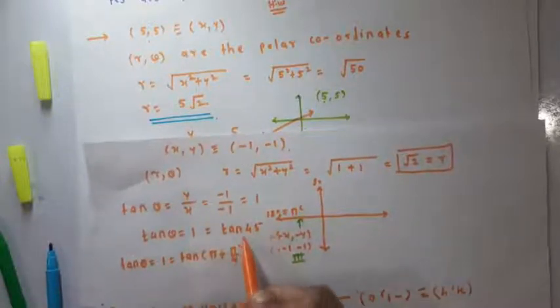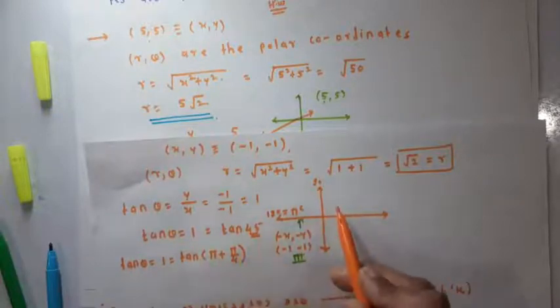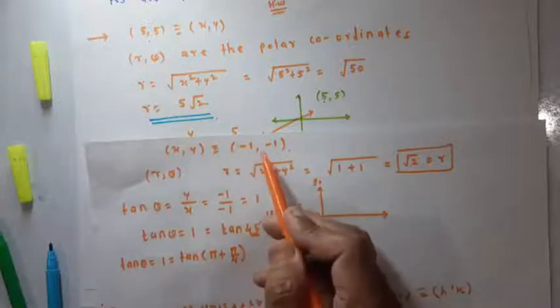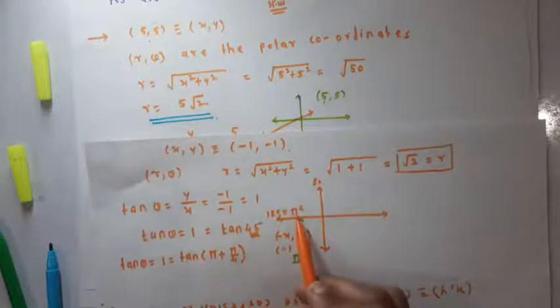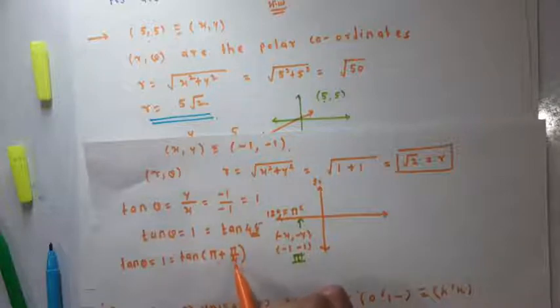Tan theta is 1 at 45 degrees. That is correct, but that is not in the first quadrant. So let us find out the quadrant, because these coordinates lie in the third quadrant. Third quadrant means pi plus whatever the angle is, that is pi plus theta. And here theta is 45, and that's why this is tan of pi plus pi by 4.